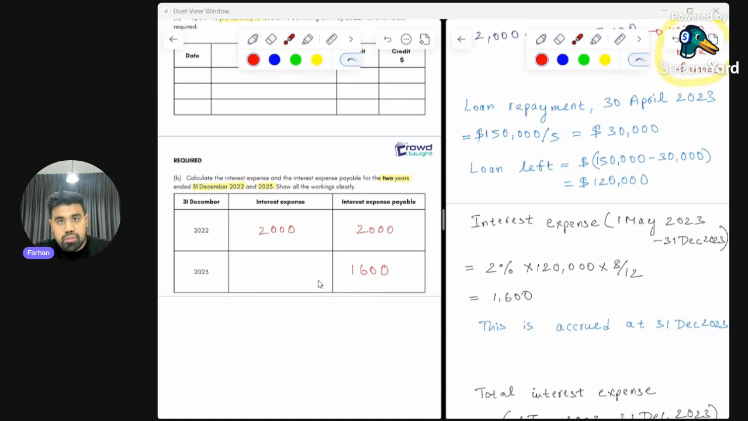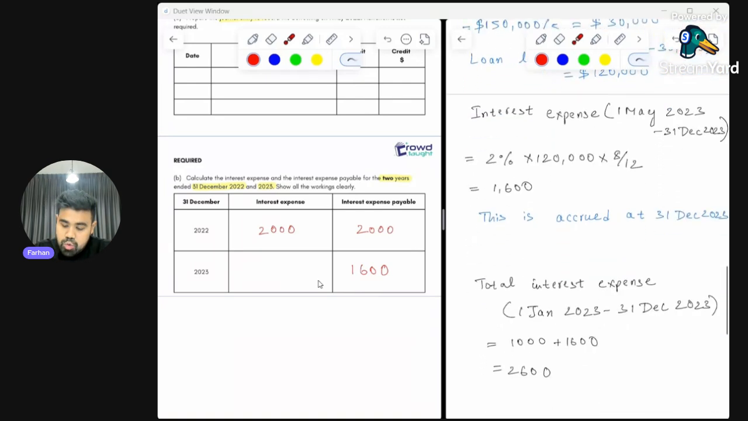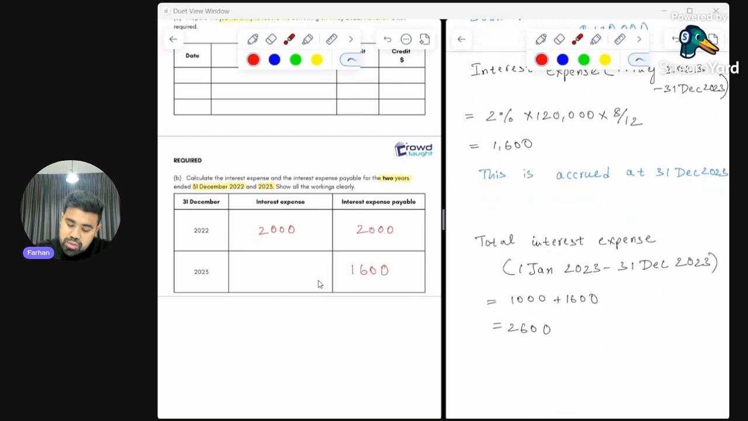For the first 4 months of January, February, March, and April, we have calculated an interest expense of $1,000, right? And for the last 8 months, starting 1 May 2023 and ending 31 December 2023, we have calculated an interest expense of $1,600. Altogether, the total interest expense in the financial year starting 1 Jan 2023 and ending 31 December 2023 is $2,600. And this is the amount for interest expense, which you will report in the statement of financial performance, also known as the income statement.